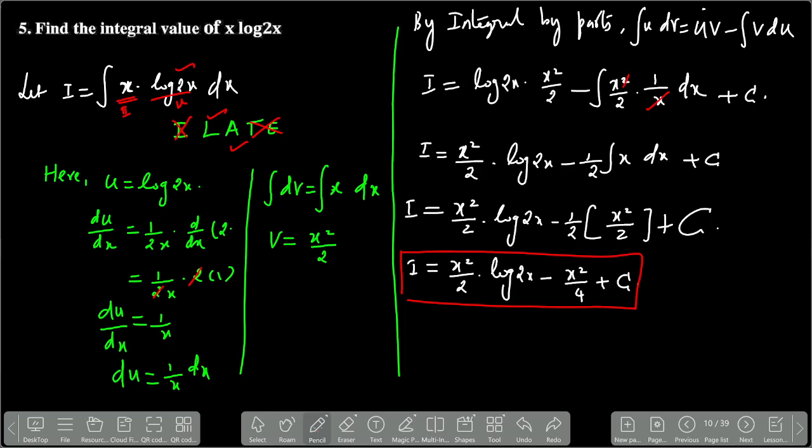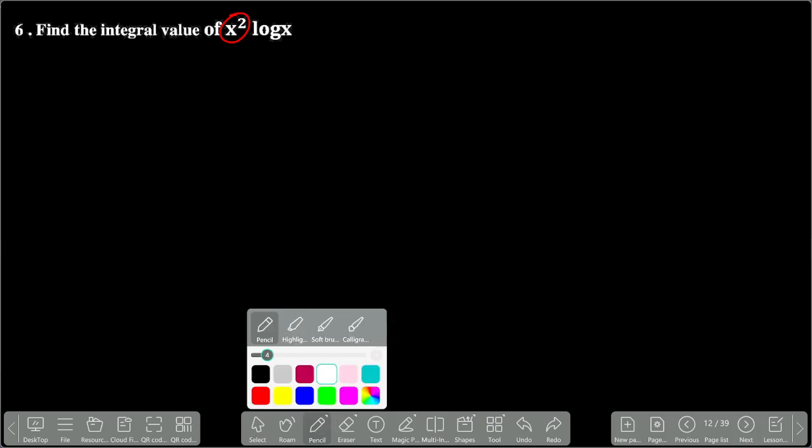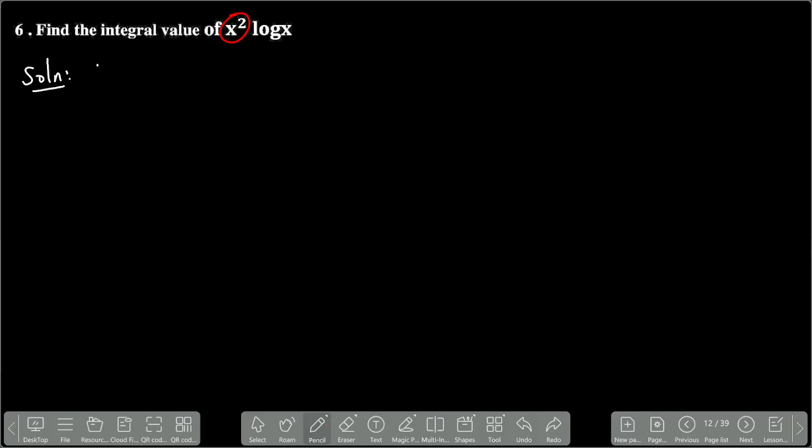Next, we are moving on. Question number 6. Already I did it: x into log x into log 2x. Now x square: when you have the variable x square, that time you should apply integral by parts 2 times. Here also x power is 2, which means we are going to apply integral by parts 2 times. Now solution: let I equal to integral x square into log x into dx.